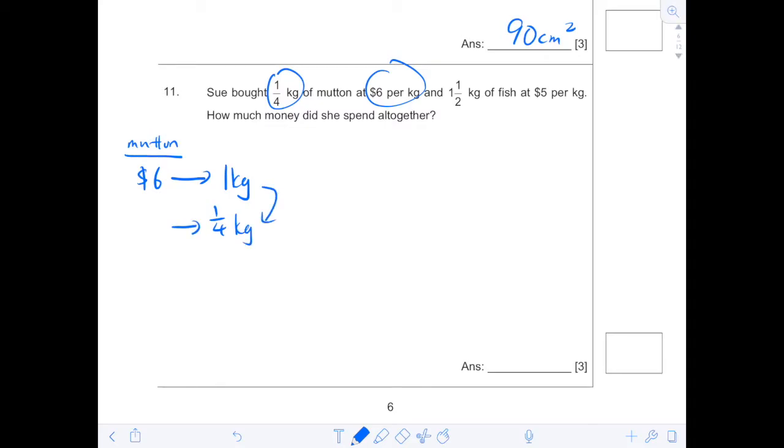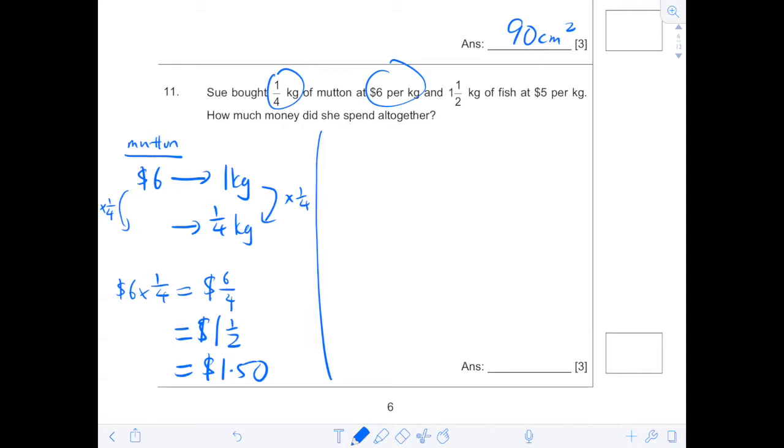So from here to here, what is actually happening is you're multiplying it by 1/4, right? So from here to here, you got to times 1/4 as well. And if you're going to be doing that, you just have to do your working here. $6 times 1/4 will be equals to 6/4. You get $1.50. Okay, but of course we try not to write money in that. You get $1.50.